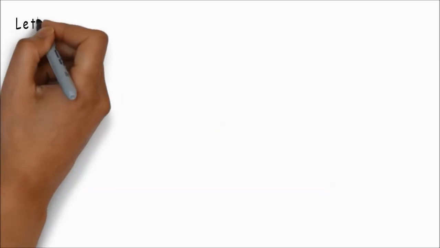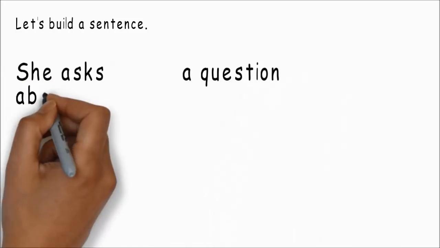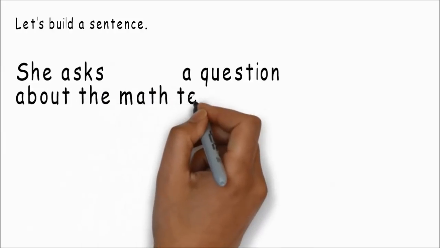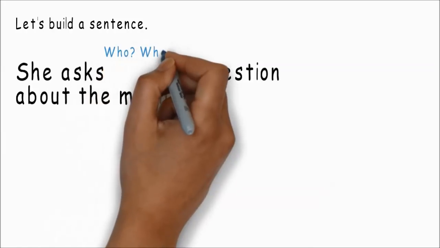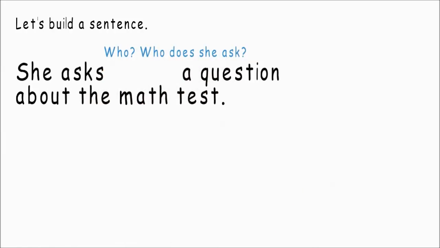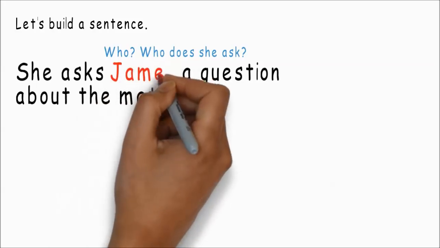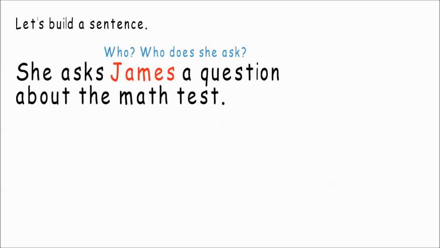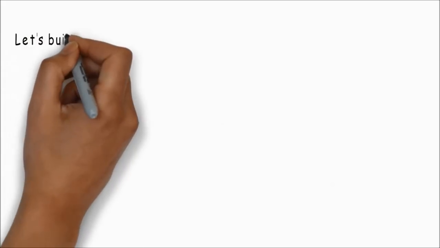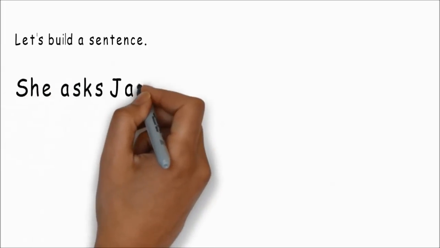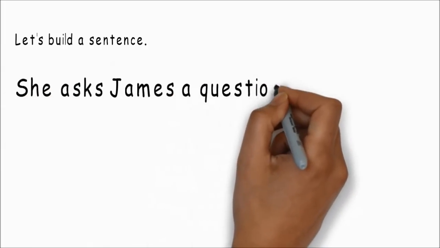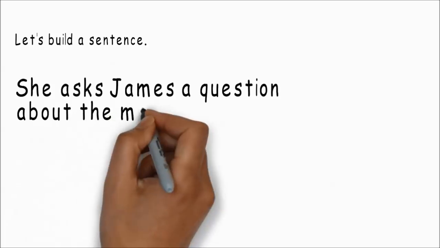Okay. Let's build a sentence. She asks a question about the math test. Who? Who does she ask? She asks James a question about the math test. Let's build a sentence. She asks James a question about the math test.